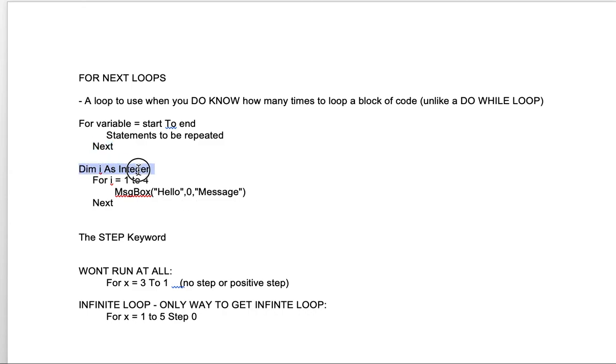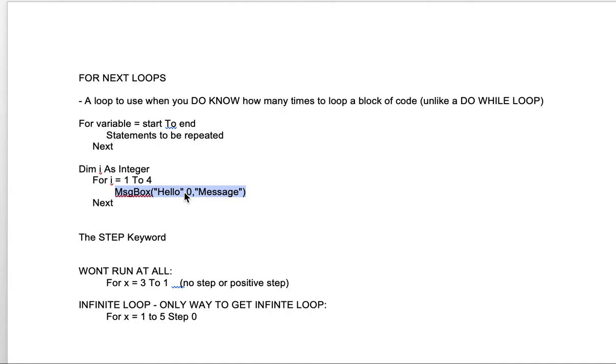We have Dim I As Integer. For I equals, and I is going to start at 1, To, that should be capital T actually, 4. And then my code to loop is simply going to be a message box that's going to say hello. And then when you click OK, the I is going to increase to 2.